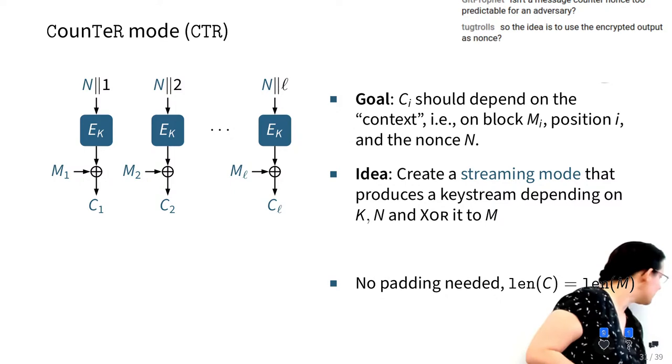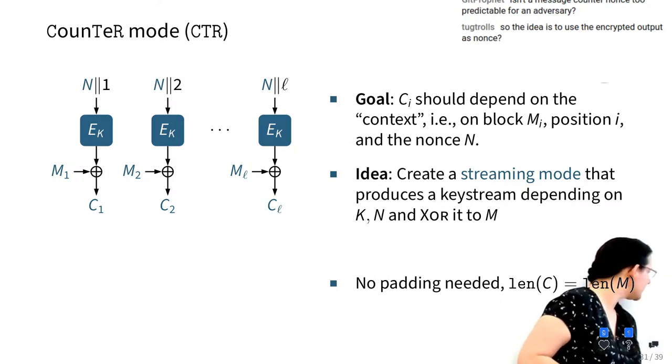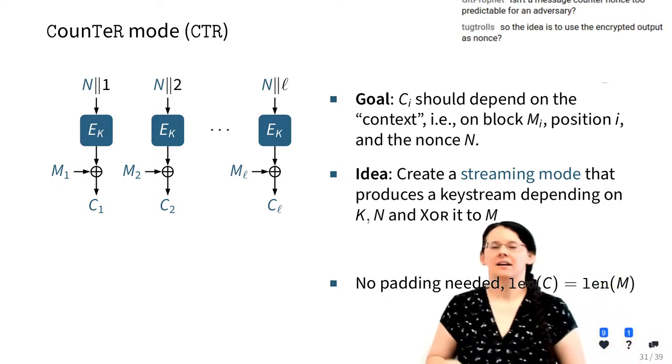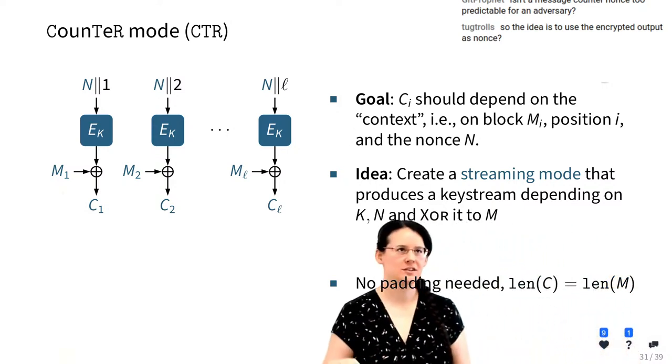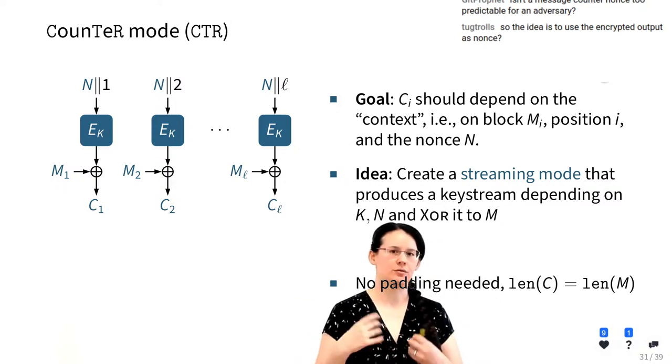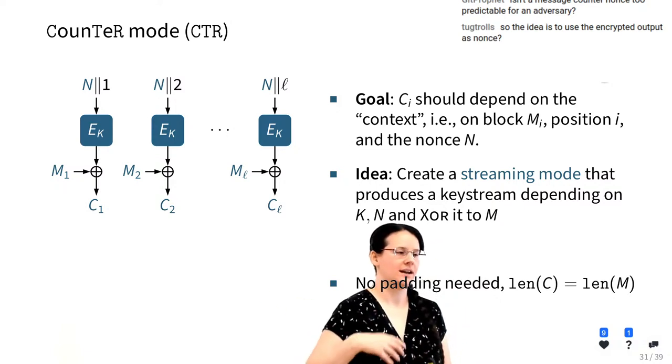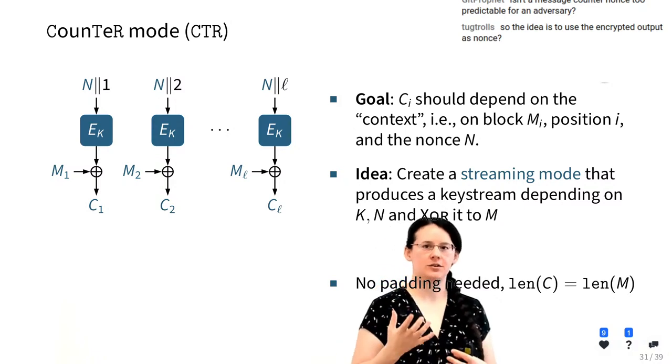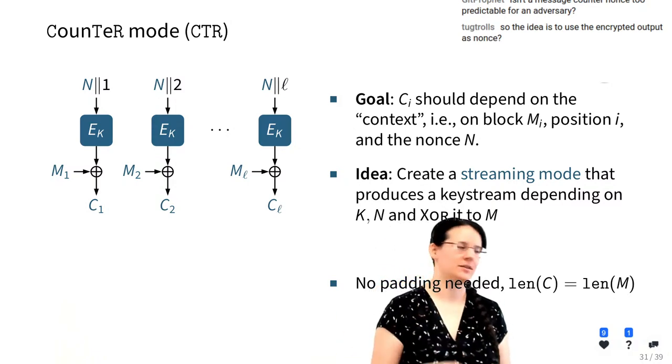Let's have a look at the chat. There was some question there. So the idea is to use the encrypted output as a nonce. Yeah, well, not exactly as a nonce, because the name nonce is already taken on the previous slide, but as a sort of randomizer, or as a number that indicates the current context, and to always XOR that to the message, yes.